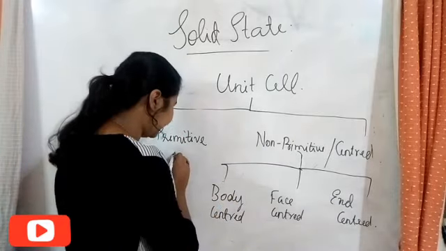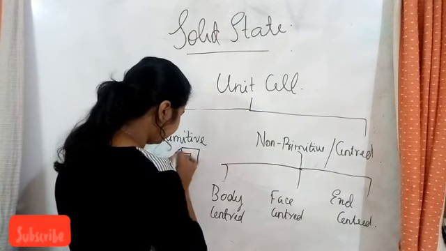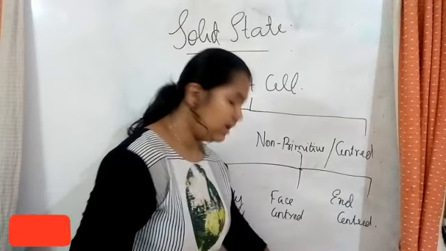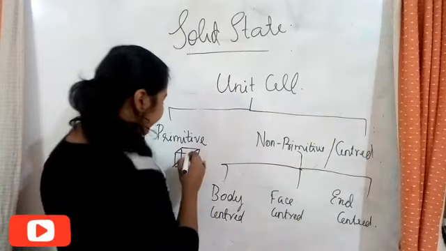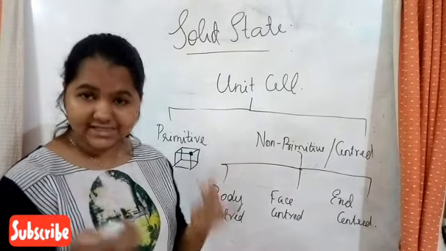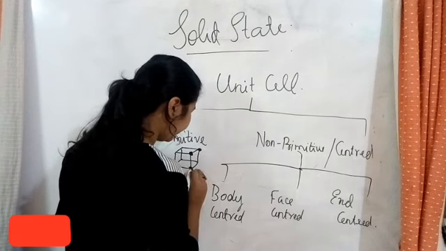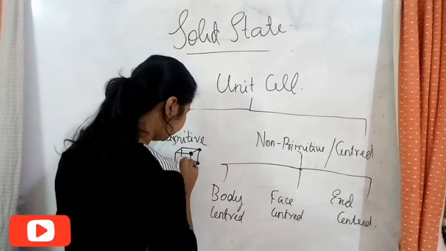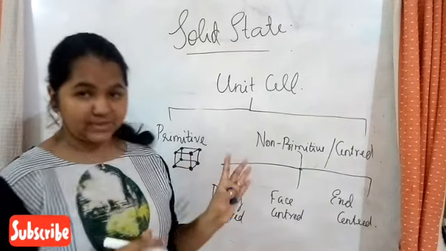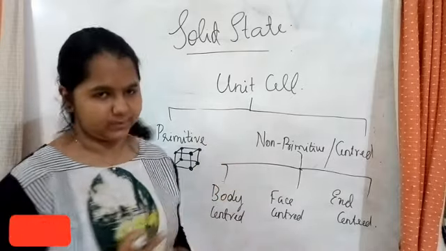Let's take a cubic cell. I draw a cubic unit cell. Now I'm telling you that there are molecules, atoms or ions in each of the corners. If your unit cell looks just like this, it is called a primitive unit cell.